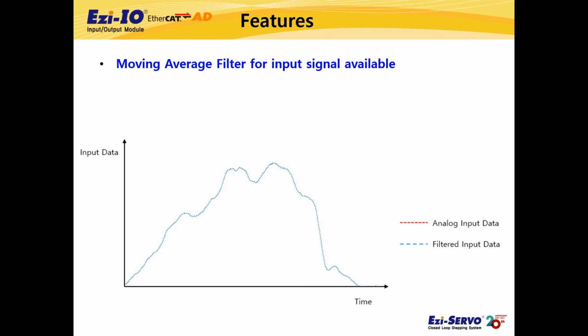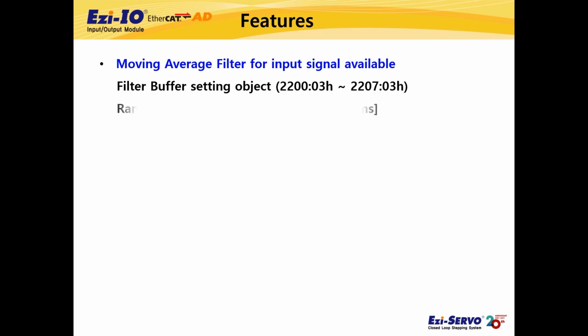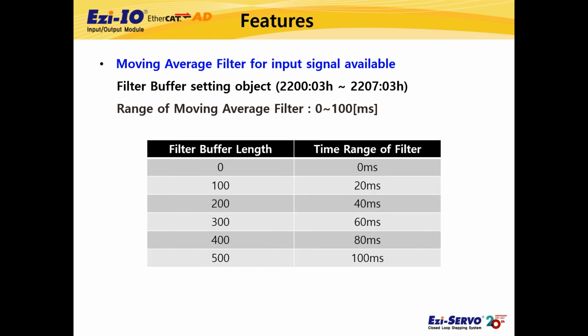The filter time interval of the moving average filter can be set between 0 and 100 milliseconds through the filter buffer length of the subindex 3 of the object 2200 through 2207 of the object corresponding to the input 1 to 8 among the EtherCAT objects, and the filter time interval value according to the input range is the same as the table. So far, we have introduced Ezi-IO EtherCAT AD.